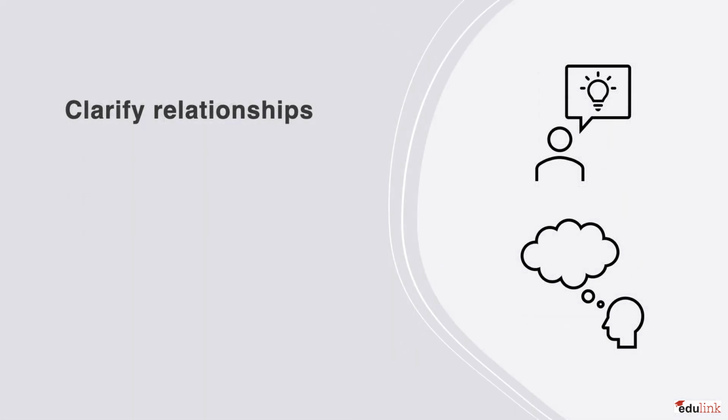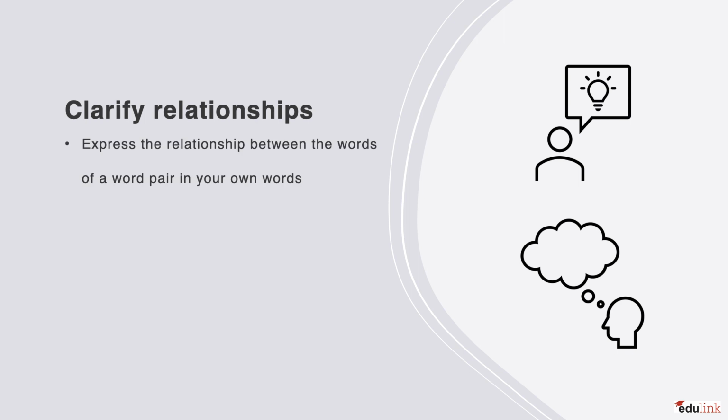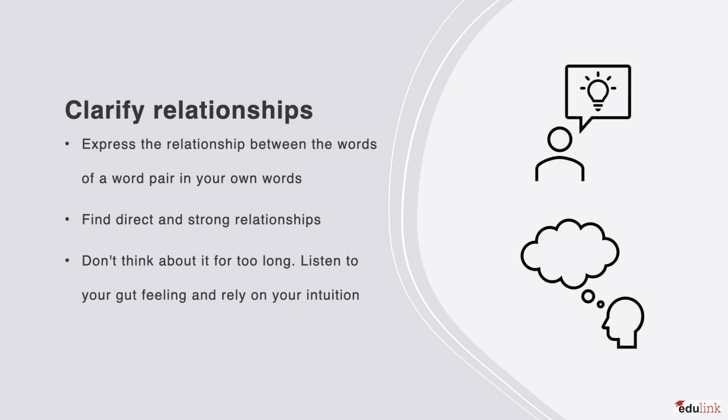It may sound obvious, but make sure to clarify relationships so they really make sense. It helps to work out problems in your own words, and when practicing at home, you can speak out loud to try to make sense of the analogies, just as we did for our practice questions in this video. If you have the feeling that a relationship is weak or questionable, it's likely not the one. So, that being said, don't think about it for too long. Listen to your gut feeling and rely on your intuition.